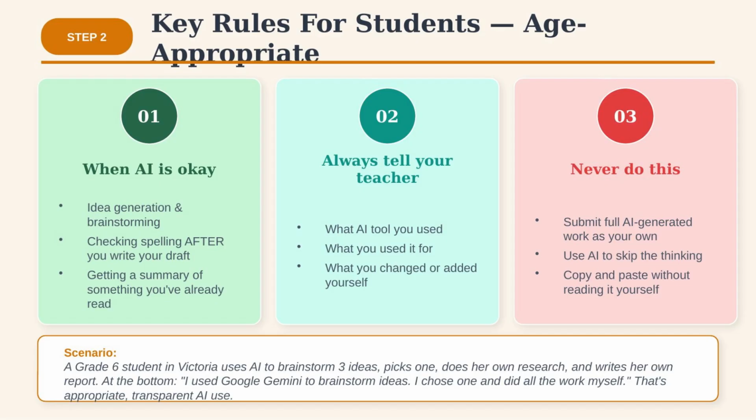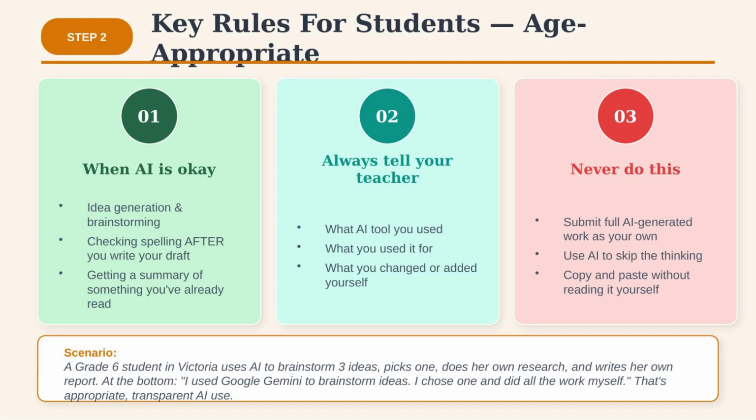Third, never submit a full AI-generated work as your own. This is non-negotiable at any grade level. The goal of school is learning. If AI did the work, the student didn't learn. It's that simple. Now imagine a grade 6 student in Victoria uses an AI tool to brainstorm 3 ideas for a science fair project.